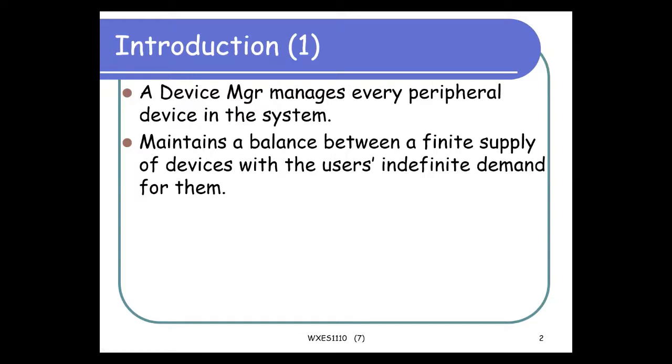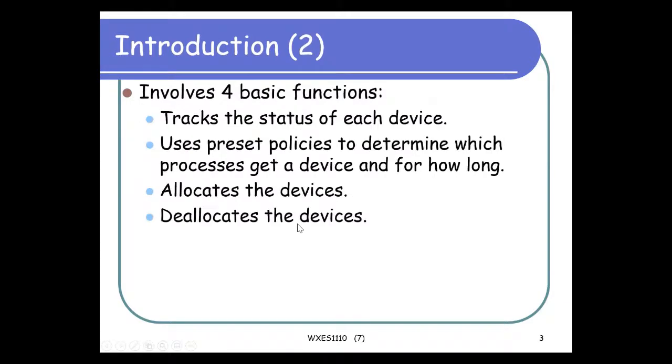It involves four basic functions. Basically, in order to manage the devices, the operating system involves four basic functions. The first one is it tracks the status of each device, whether it is installed, uninstalled, removed, deallocated, or allocated, and also the driver, whether it is up to date or not. And user preset policies determine which process gets a device and for how long.